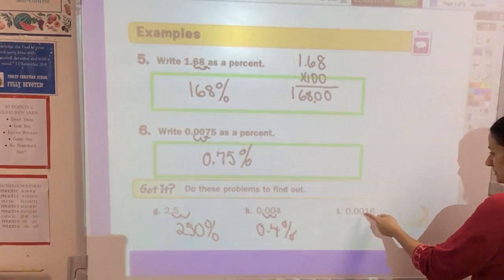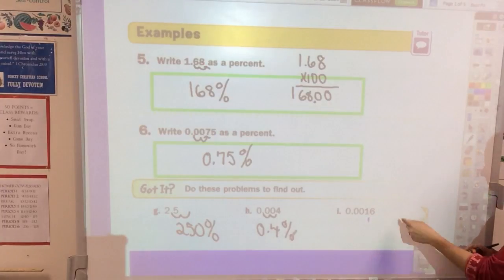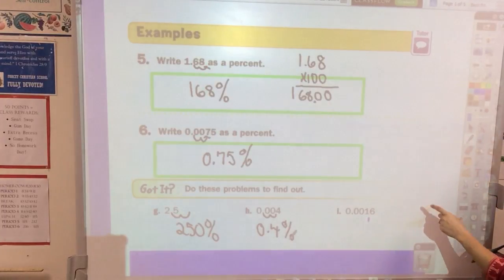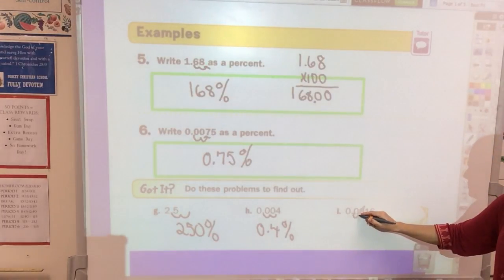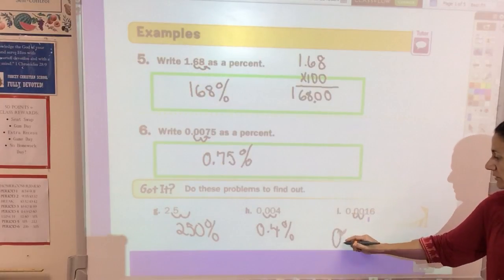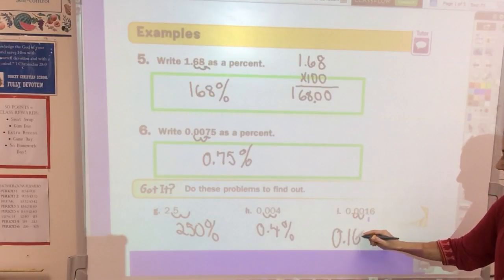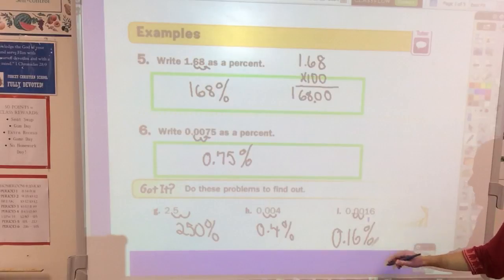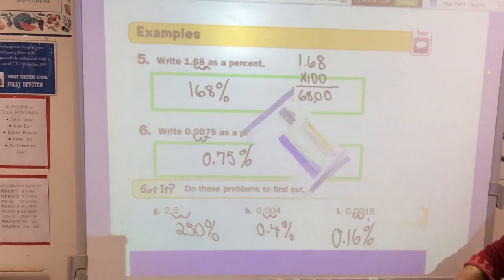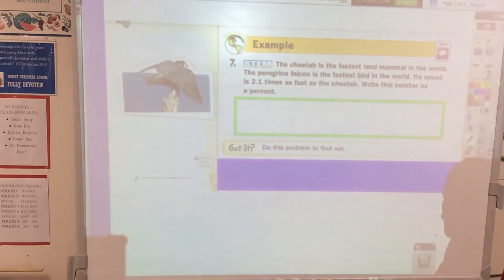This is 0.0016 or 16 ten thousandths. We move the decimal 2 times, we end up with 0.16%. All right, check your work. Make sure you bring all these notes to class.